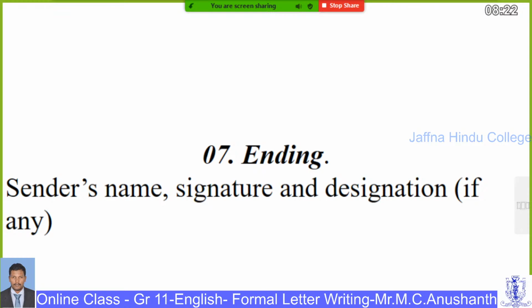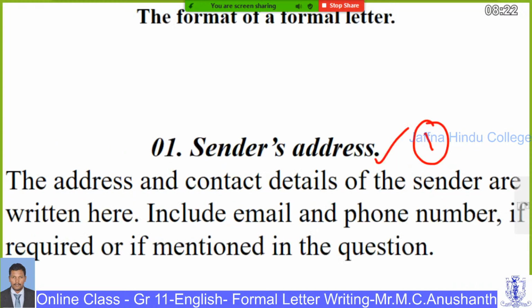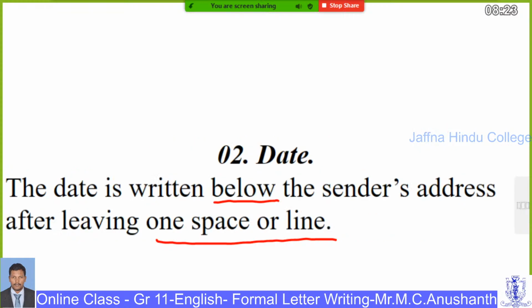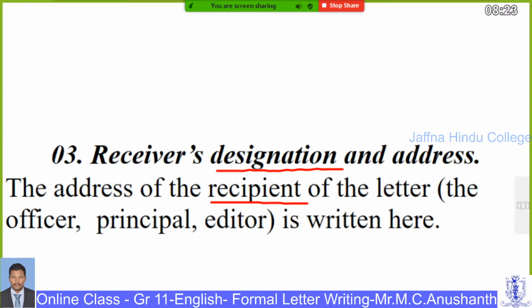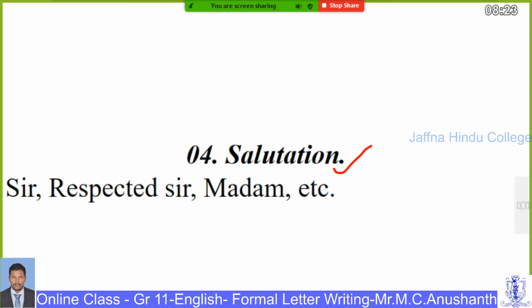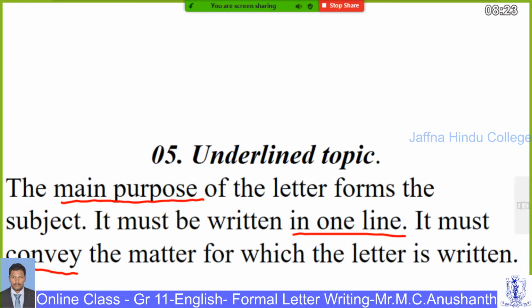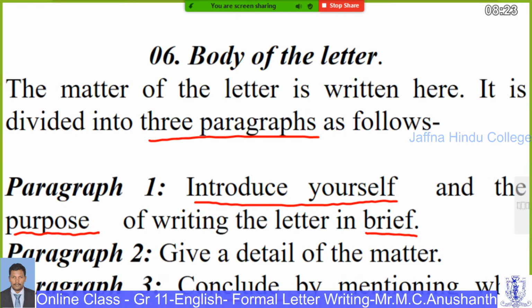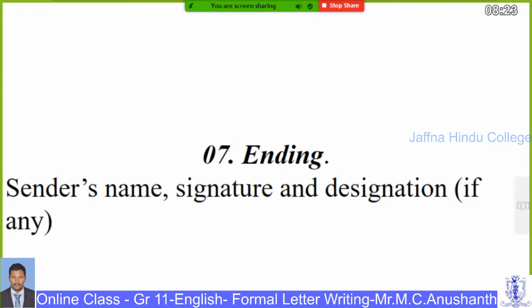Once again you can go through the components. The first one is sender's address. Second, the date, written below the sender's address after leaving one space or line. Third, receiver's designation and address. And fourth, salutation, a suitable salutation such as respected sir, madam, etc. Then an underlined topic which says the main purpose of the letter, and the body of the letter which consists of 3 paragraphs. First, introduce yourself. Second, give the details of the matter. And the third, conclude by mentioning what you expect. And the seventh, the complimentary part, ending: sender's name, signature and designation, if any.